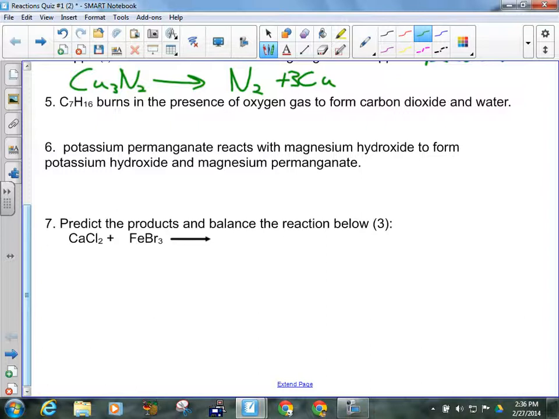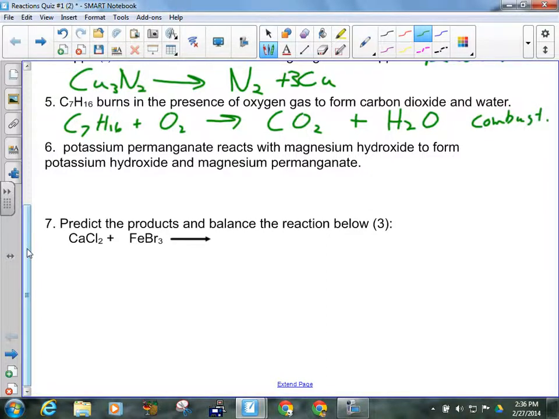C7H16 burns in the presence of oxygen to form carbon dioxide and water. So we're looking at this: C7H16 plus oxygen gas gives us carbon dioxide and water. 1 mark if they have that. The reaction type should be a dead giveaway since burns is in the question. What kind of reaction is it? Combustion. 1 mark for that.